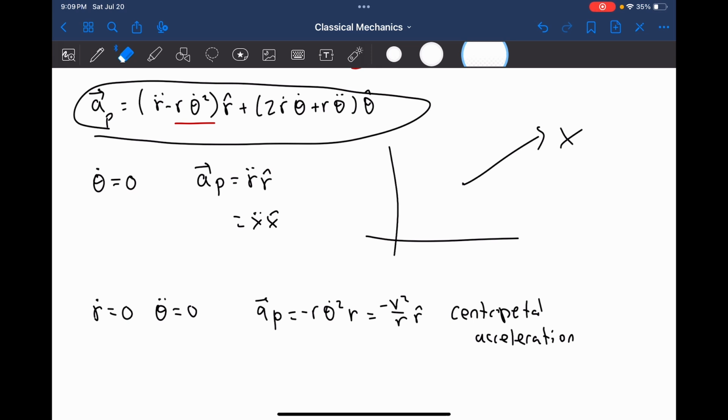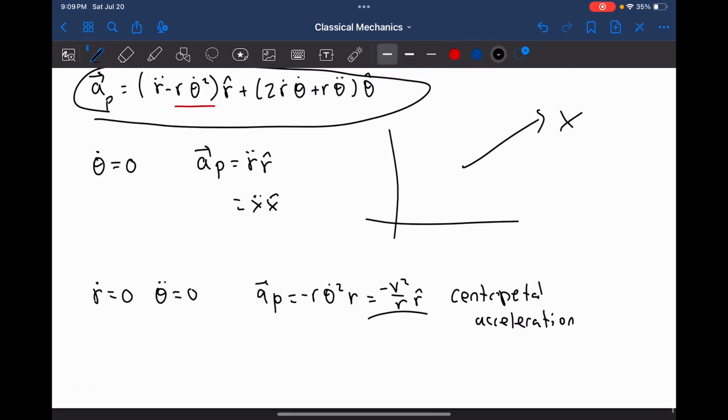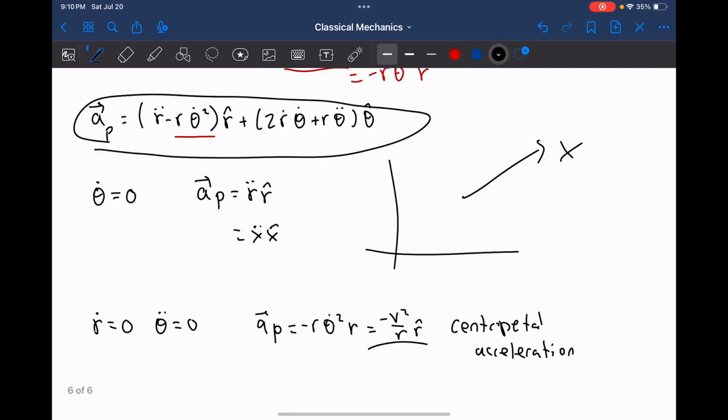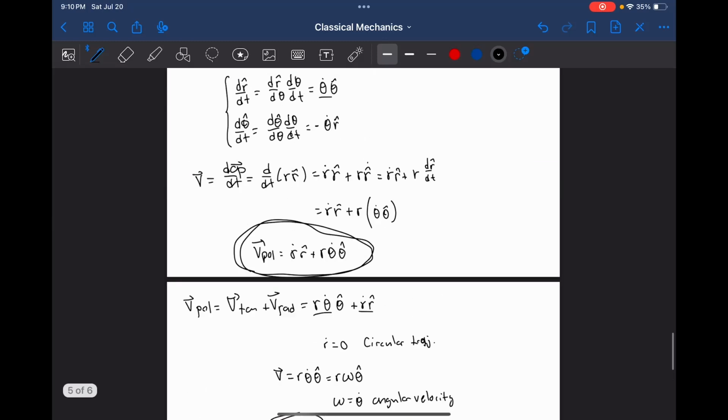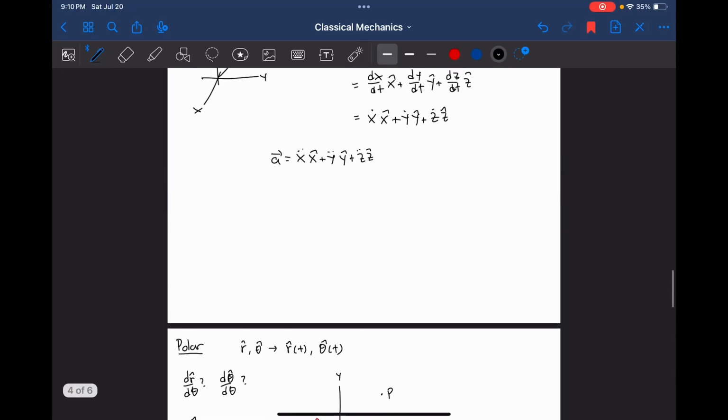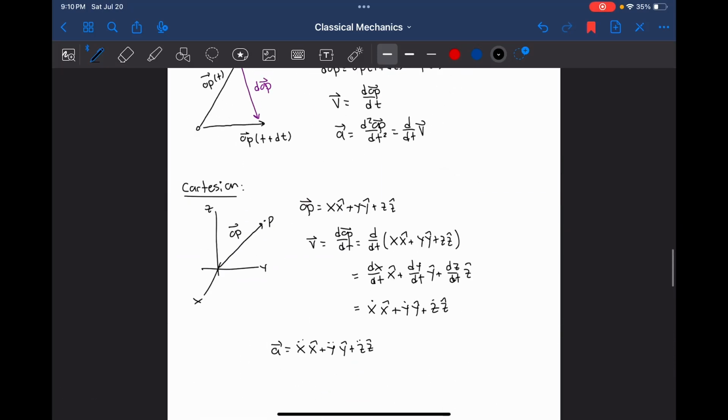And also, I want to point out that it kind of makes sense that this is in the minus r hat direction, because the velocity must be deflected towards the origin to maintain a constant radius. Yeah, that's it for this lecture. So we derived the velocity and acceleration in Cartesian coordinates, which is a very simple procedure. Here's the velocity, here's the acceleration.